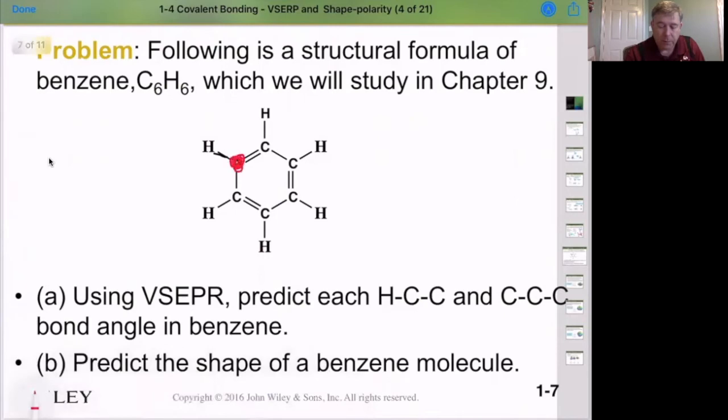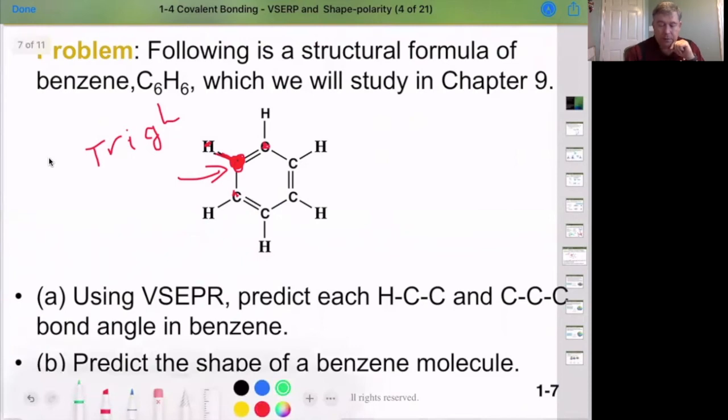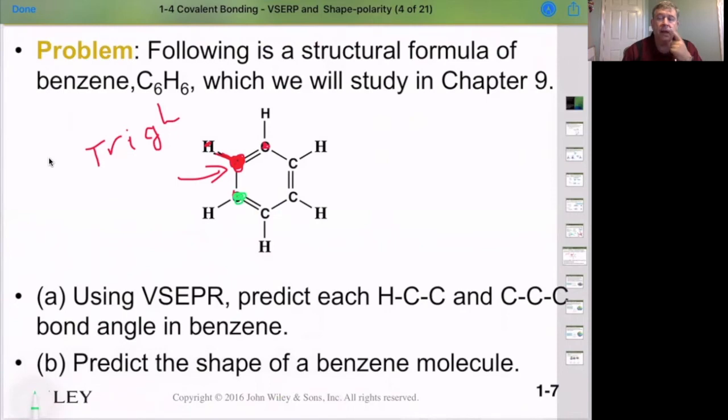We're just going to talk about this one carbon here. So if that one carbon has 3 things bonded to it and we have no lone pairs, that's going to suggest that this carbon here is now trigonal planar, okay? So that means this carbon and this hydrogen and this carbon are all flat in a plane. Let's look at the next one over. I'm going to draw that one in green. This one right here has 3 things bonded to it, and that makes it trigonal planar also, which means that this and this and this are all in a plane.